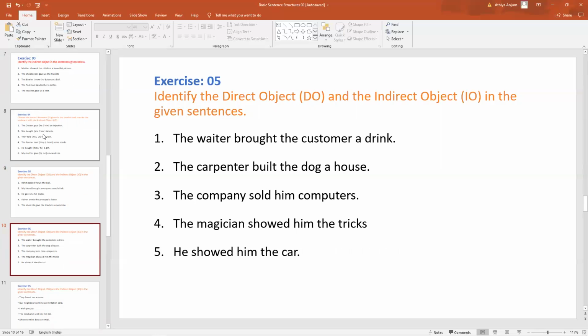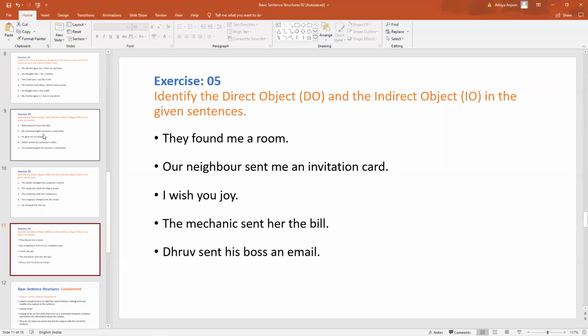The waiter brought the customer a drink. The next one, the carpenter built the dog a house. The next one, the company sold him computers. The next one, the magician showed him the tricks. He showed him the car. Okay. The next one, they found me a room. Our neighbor sent me an invitation card.